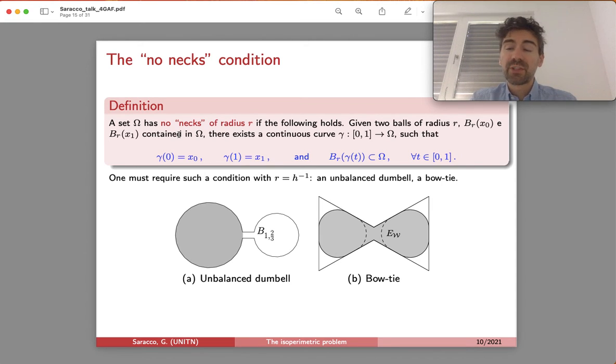Otherwise, the characterization that the Cheeger set is the union of all the balls of that radius fails. And it can fail in both directions. For instance, take the example on the left, an unbalanced dumbbell: say a ball of radius 1, a ball of radius 2/3, and you join them through a thin tube. It can be seen that there is a unique Cheeger set that is given by a very small perturbation of the ball of radius 1.